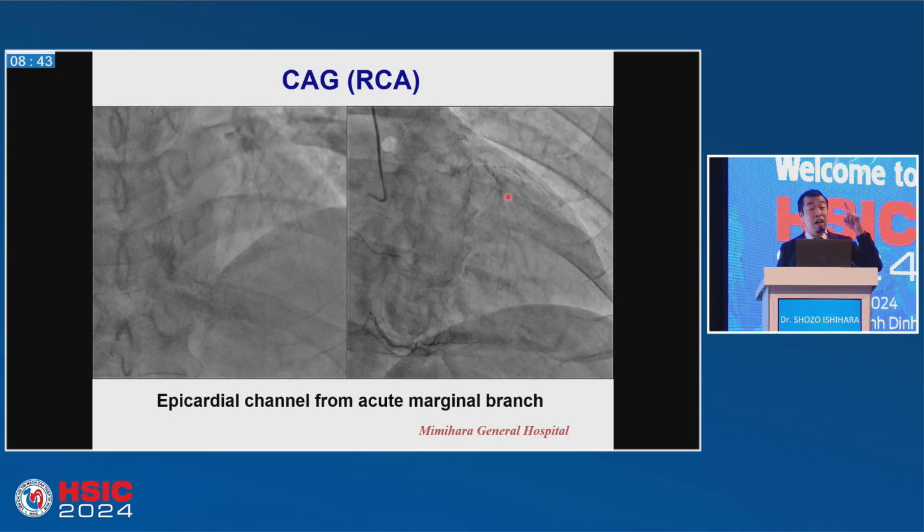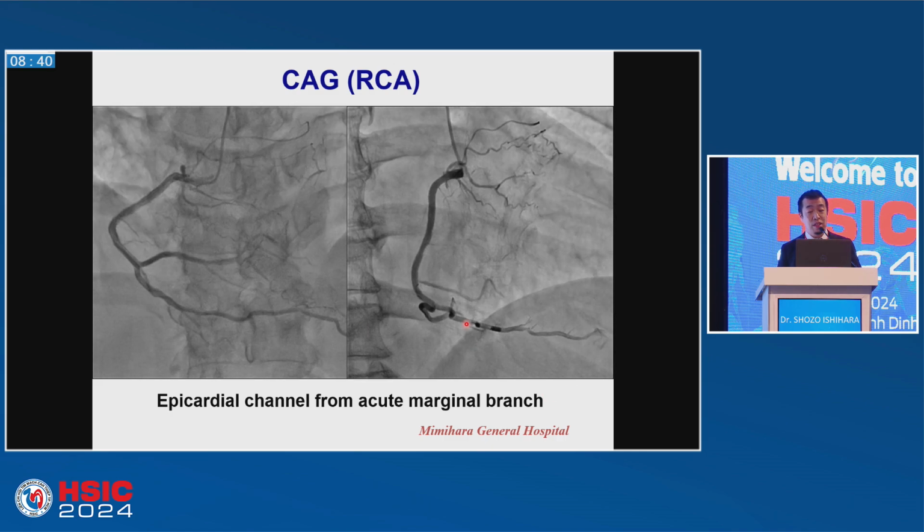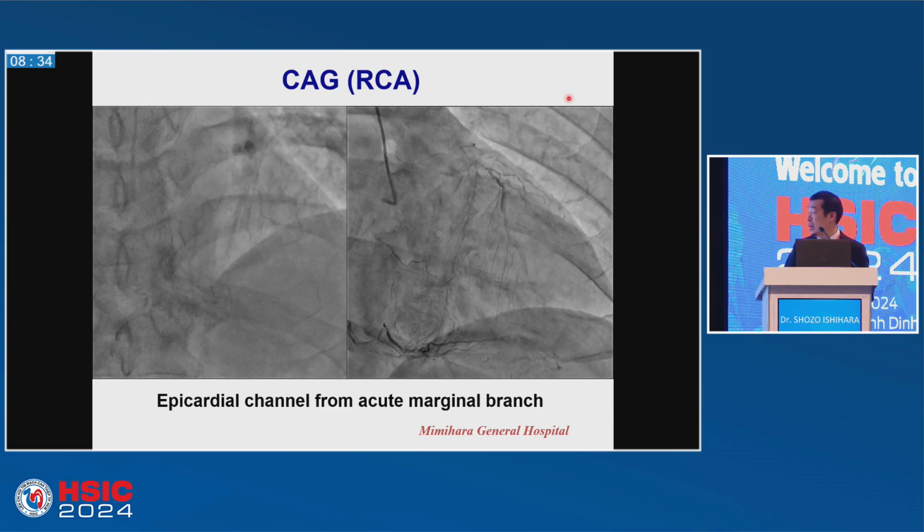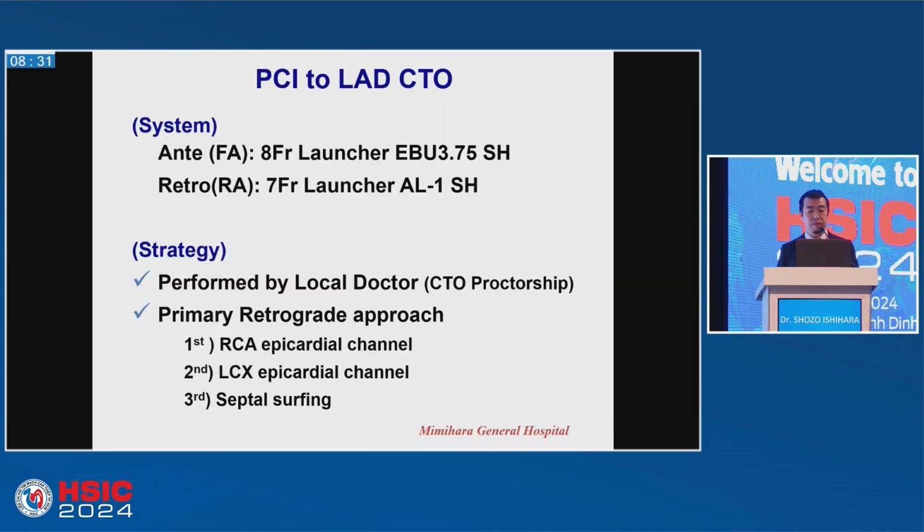This is the CTO distal part. This is a very good collateral channel, but unfortunately there is a strong bending point here. We started PCI with a double guiding system, antegrade 8 French and retrograde 7 French. We discussed with the local young doctor, and he chose the retrograde approach first. For the first channel, he wanted to try the RCA, the next step is the circumflex, and third is septal surfing, because the septal channel is unclear.